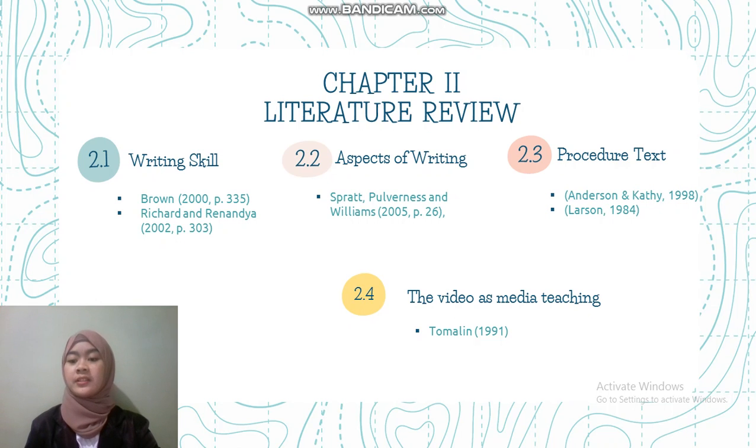Next is procedure text. According to Anderson and Carey, procedure is a piece of text that tells the reader or listener how to do something. According to Larson, procedural text is text which gives instruction on how to do something. Procedure text is commonly an instruction to do something which contains an explanation about the material, steps, and results. The purpose of procedure text is to tell the reader how something is done through a sequence of step by step.